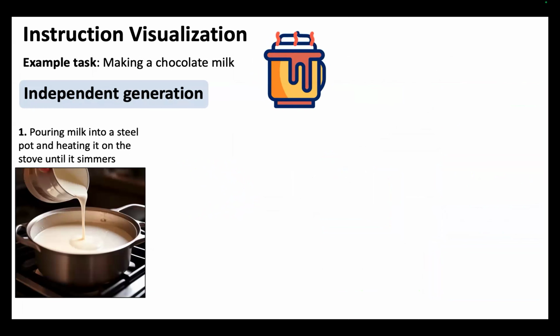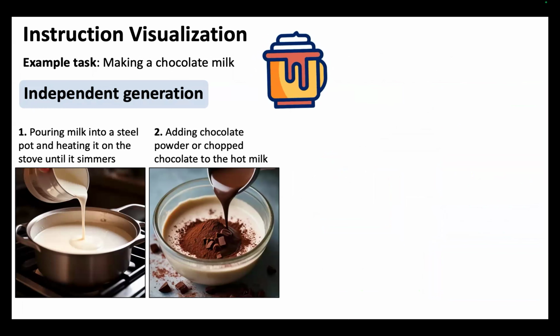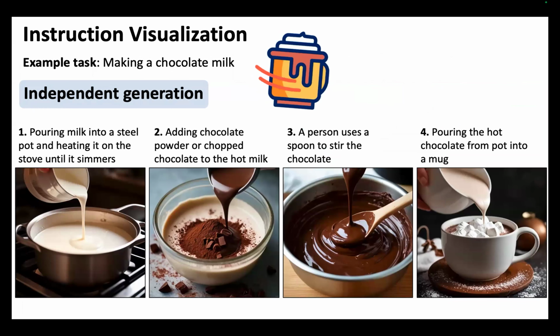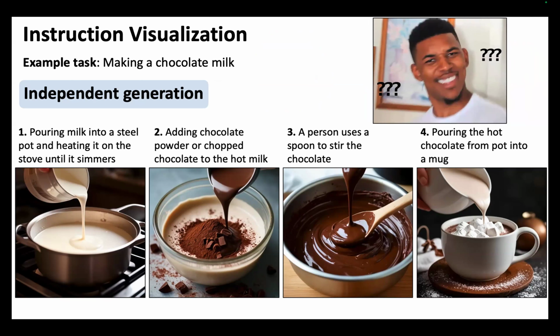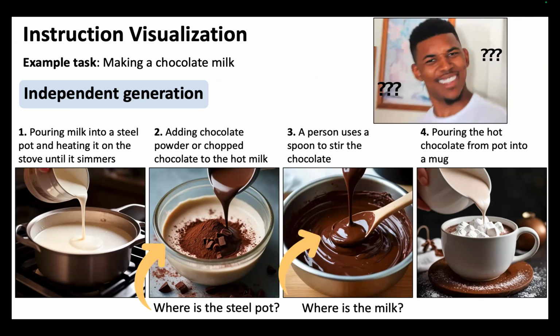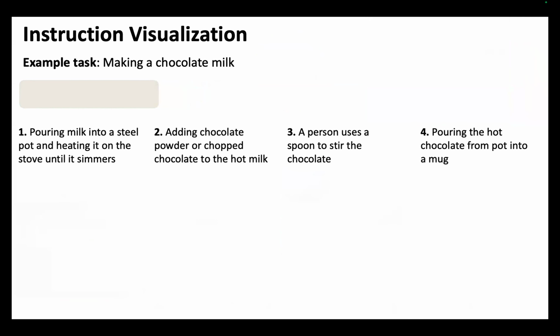If we use a very simple task, like making something, and just use independent generation, what you'll find is this process. Individually the images look fine, but in the collection, it doesn't make any sense. You see a lot of confusing results. For example, previously it was a steel pot, but now suddenly it has become a black pot. And with the next step, the milk disappears. So it's very hard to get this kind of consistency across the process.